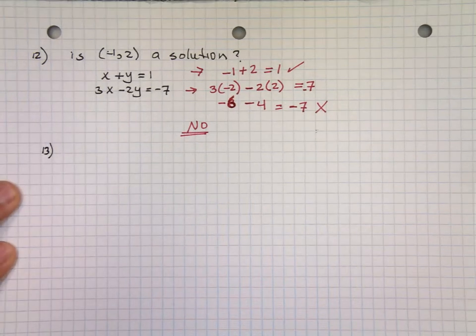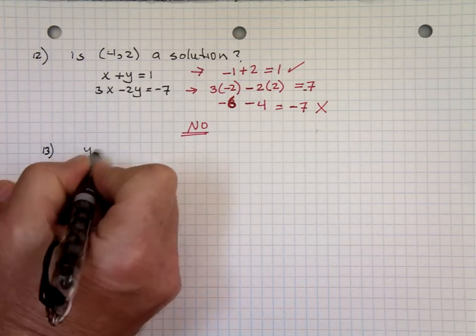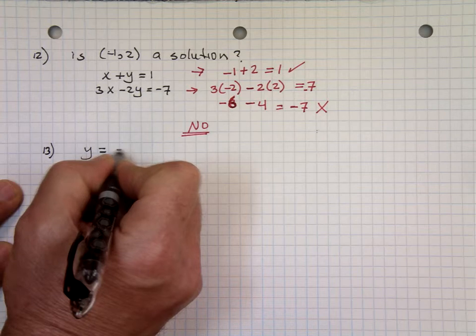So if both aren't the right answer, it has to be yes and yes to both to be a solution.